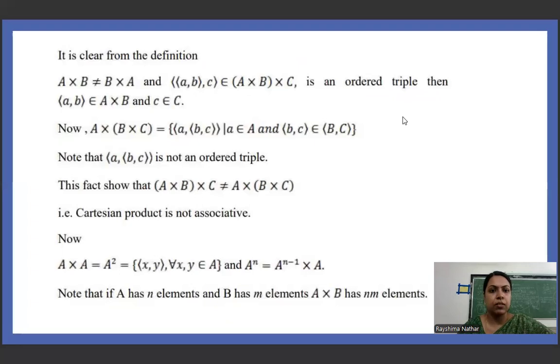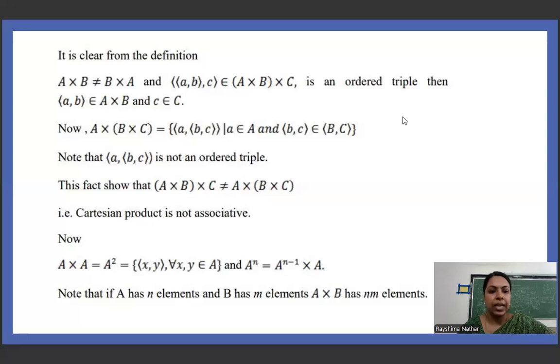Next, from the definition itself, we can see that A cross B is not equal to B cross A. The triple (a, b, c) belongs to A cross B cross C. This is a triple ordered pair. Here (a, b) belongs to A cross B and the element c belongs to C. Likewise, A cross (B cross C) can be represented in the same way. Also, (A cross B) cross C is not equal to A cross (B cross C). From this result, we can say that the Cartesian product is not associative.